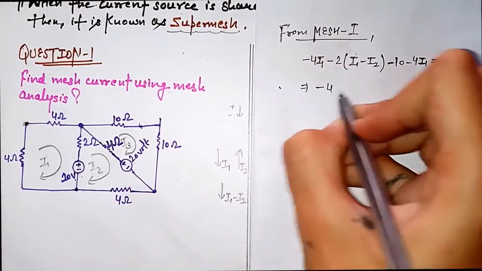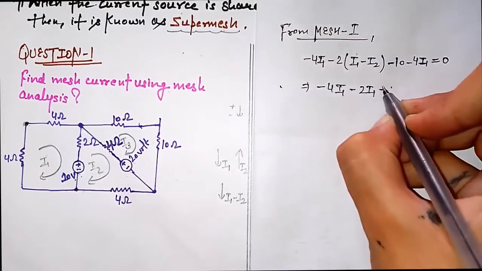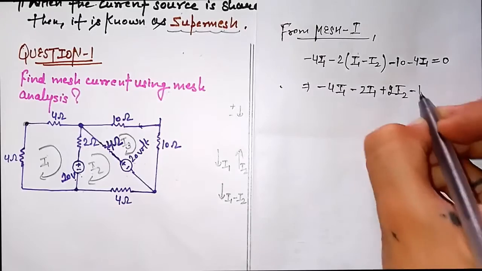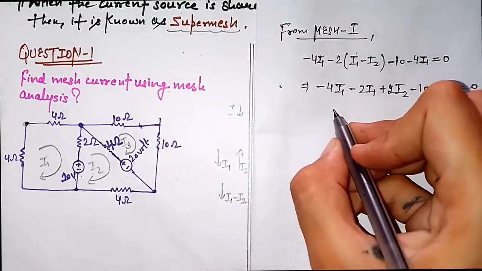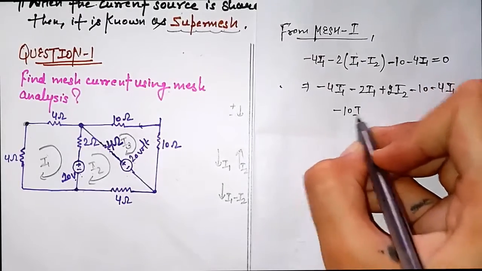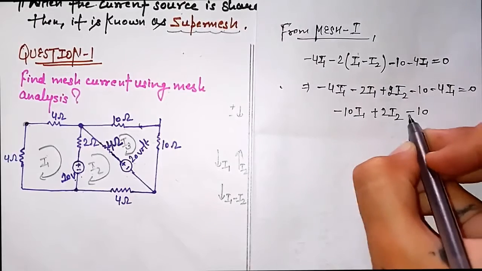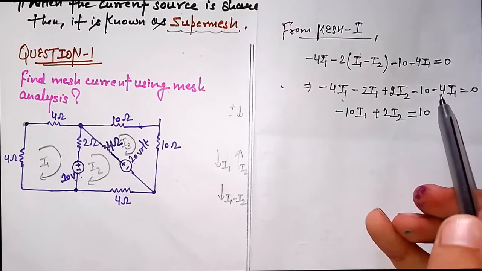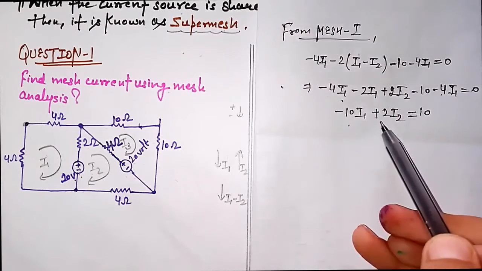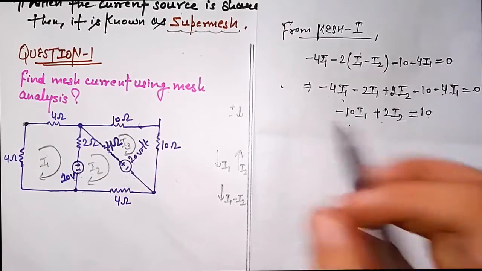Let's solve this. Minus 4I1 minus 2I1 plus 2I2 minus 10 minus 4I1 is equal to 0. Here I1 terms: 4, 8, 10, so minus 10I1 plus 2I2. Right side गए तो plus का 10.